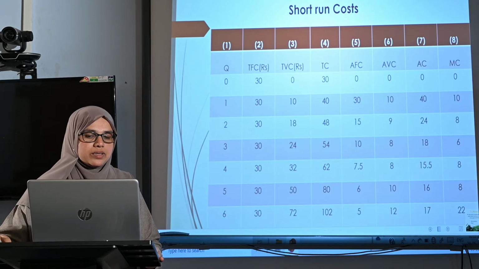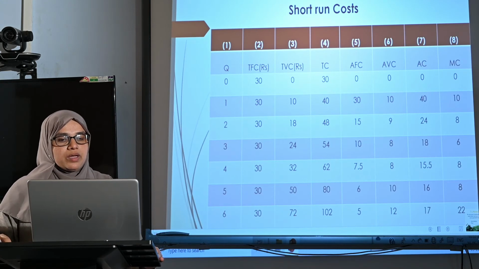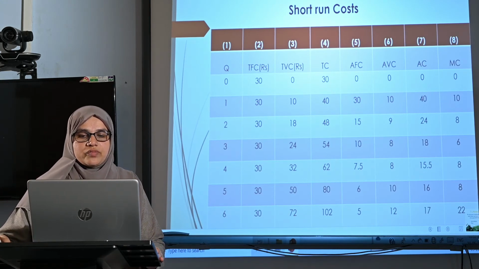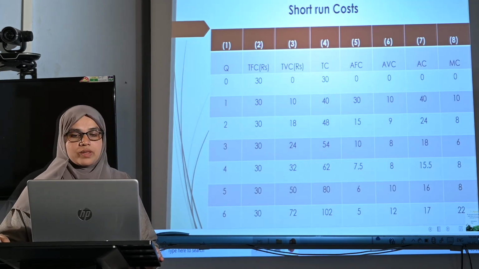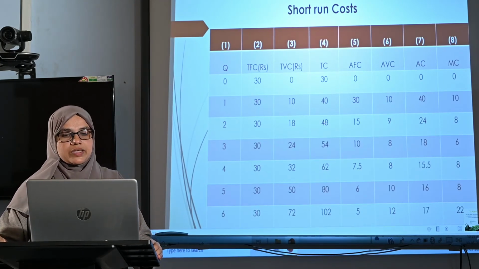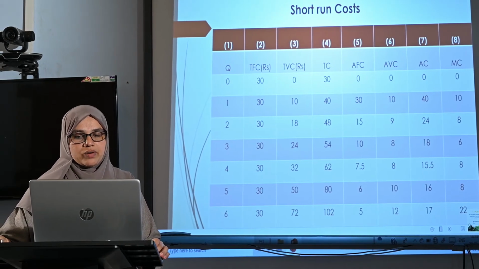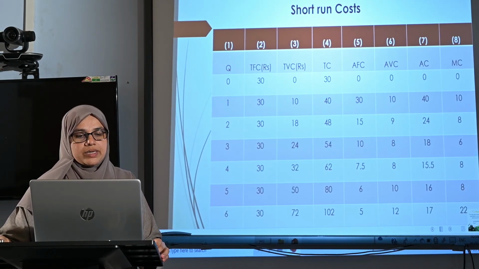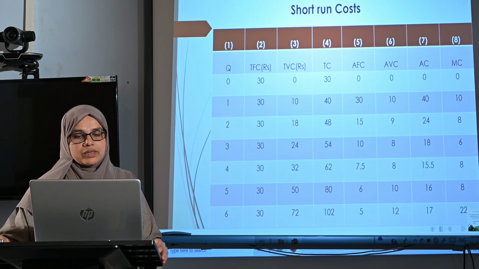Next is TC. TC is the sum of TVC and TFC, and even when output is 0, there is TC that is equal to TFC. In the fifth column, AFC. AFC is obtained by dividing TFC by level of output. Then when the level of output is 1, AFC is 30 by 1, that is 30. Then when level of output is 2, AFC is 30 divided by 2, that is 15, like that.